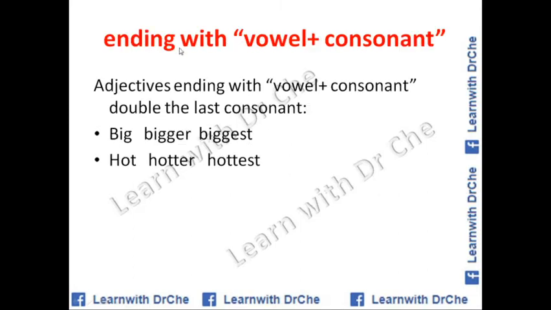When there is an adjective ending with vowel plus consonant, for example big, I is the vowel, and G is the consonant. Adjectives ending with vowel plus consonant, when we make their comparative or superlative, we need to double the last consonant. Big, bigger, biggest, we double the last consonant G. Hot, hotter, hottest, with double T.